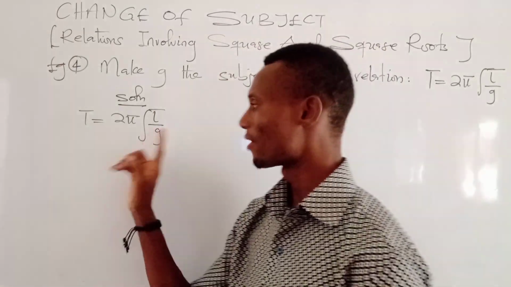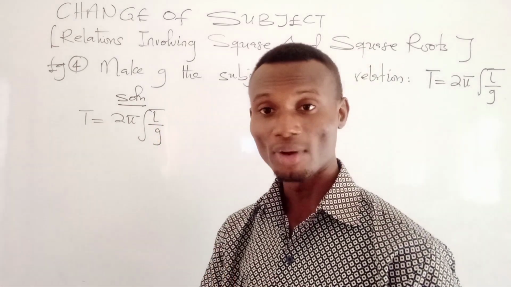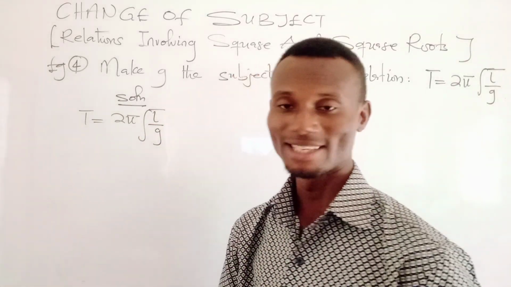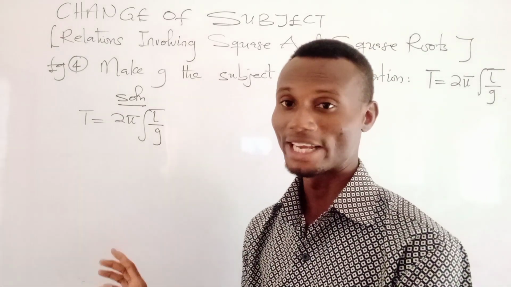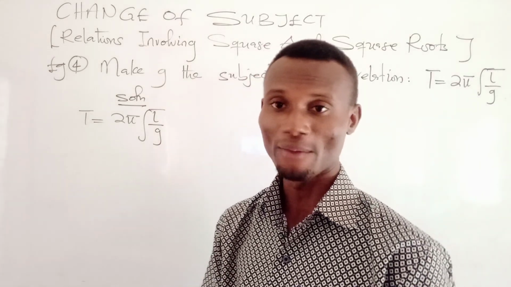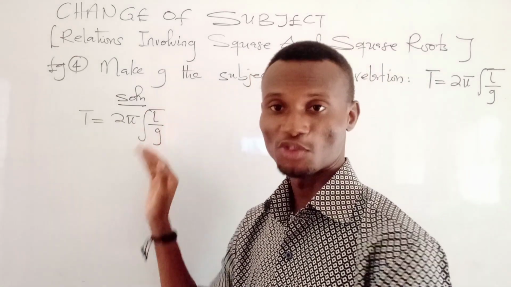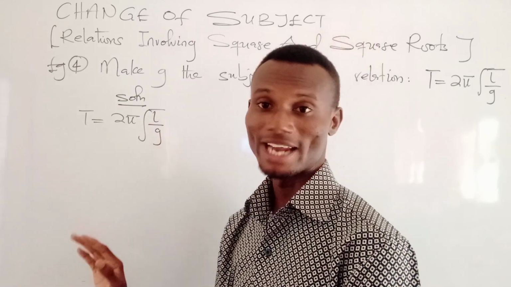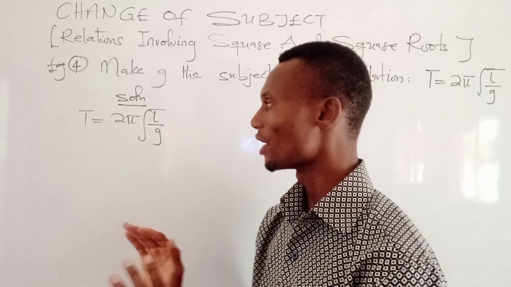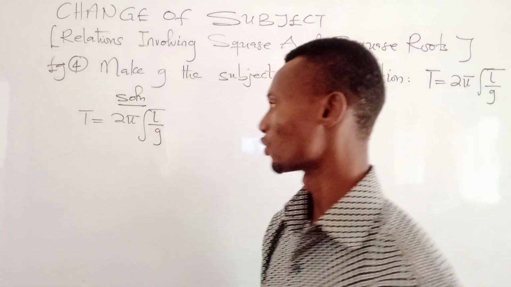You can see that the variable G that you want to make the subject is under the square root sign. That's why it is important to eliminate the square root sign, so that we can look at how to get G to stand alone. We've done a lot of examples of this in the previous videos, so we are going to apply that same knowledge here. To eliminate the square root sign, we are going to square both sides of the equation. Let's go ahead and do that.